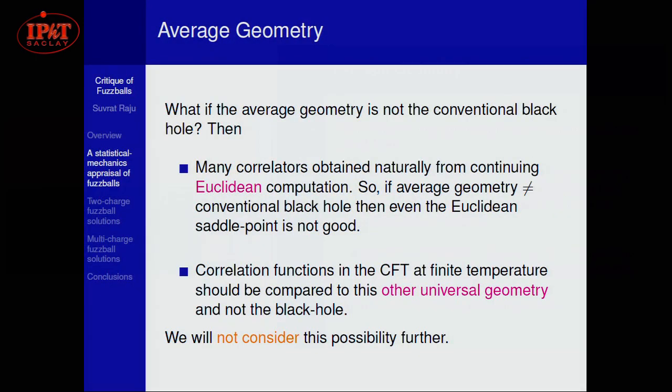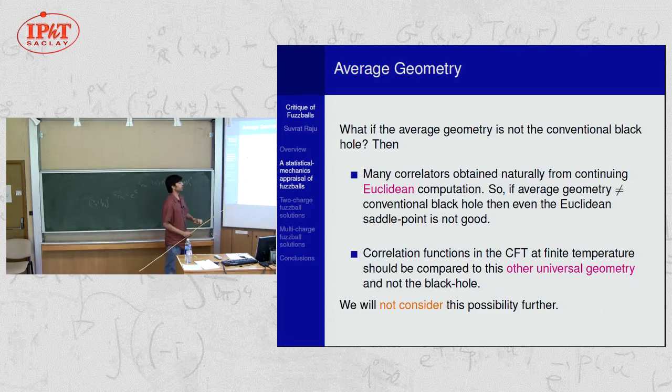Okay, good. Now I think this is not a very controversial assumption, but let me briefly address the question of what if this average geometry is not the conventional black hole geometry. Someone might say that even the average geometry is not the conventional black hole geometry. If that is the case, then we have the following questions. The first is that many correlation functions of the metric are obtained naturally by continuing the Euclidean calculation, in particular time-ordered correlators of the metric, including equal time correlators. So if someone says that this average geometry is not the black hole geometry, then one also has to explain why the Euclidean saddle point is not a good saddle point to compute correlation functions of the metric. People sometimes say that the usual Lorentzian saddle point is not a good saddle point because it has a singularity, but the Euclidean saddle point doesn't have any such singularity.